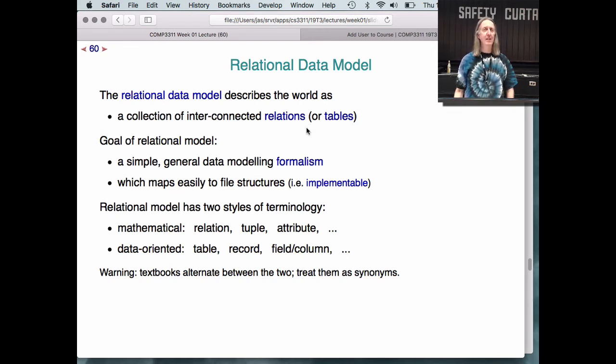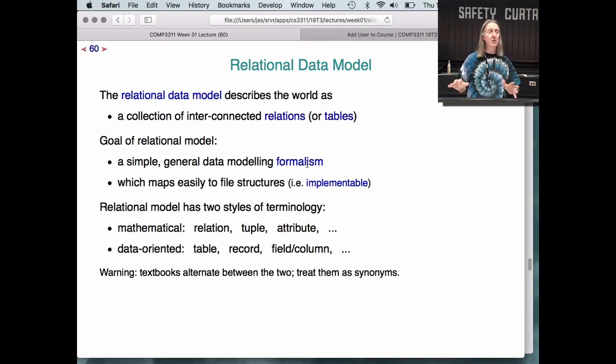You might say, that sounds a bit limiting. How do I capture relationships? How do I capture subclasses? How do I capture multi-valued attributes, and so on? We'll see. Relations can do everything, I think. So the relational model is very simple, very general.